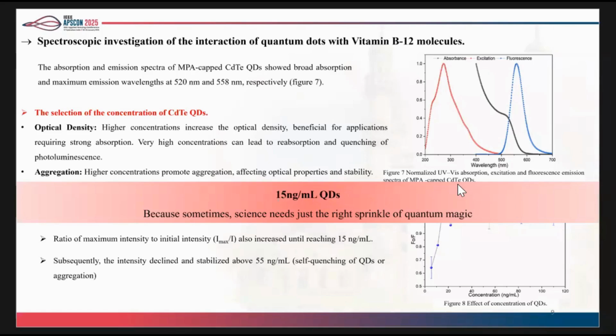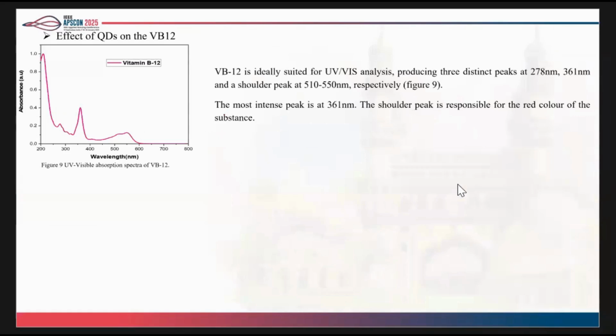Once the concentration is set, I should know the absorption of vitamin B12. If you see the figure, it has a maximum absorption at around 361 nanometer, as well as a broad shoulder peak around 510 to 540 nanometer. This 510 to 540 nanometer region basically gives the color to the cobalamin. Vitamin B12 is maroonish red in color, and that is due to this.